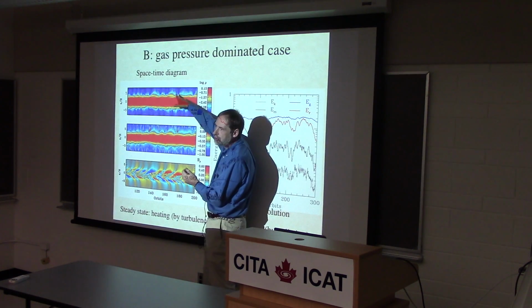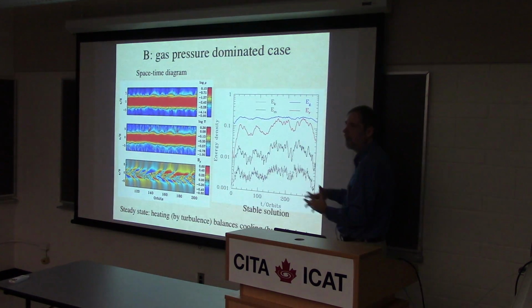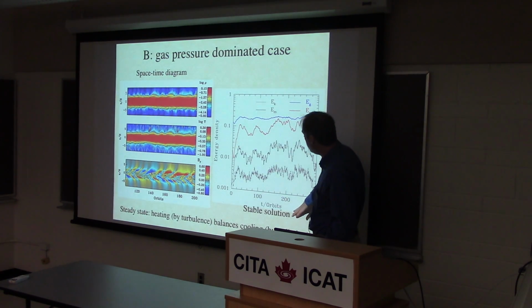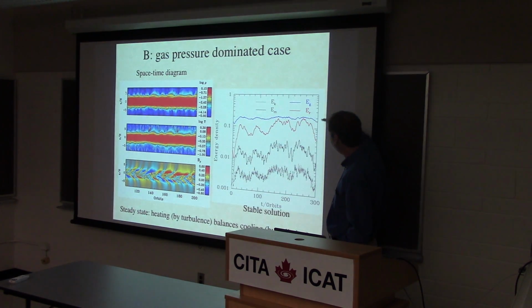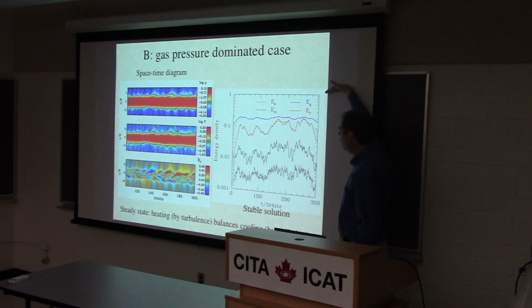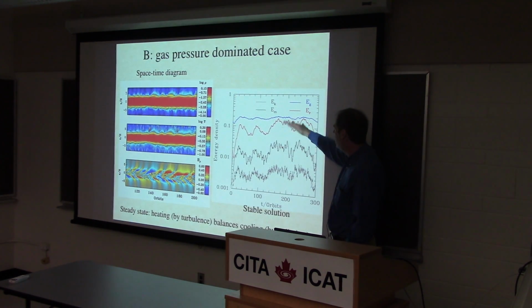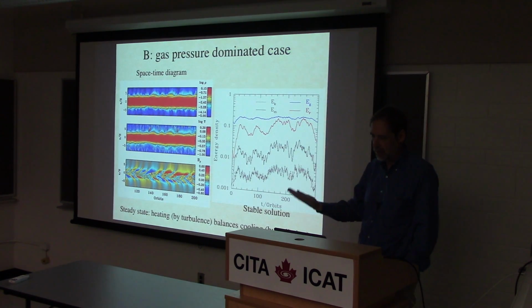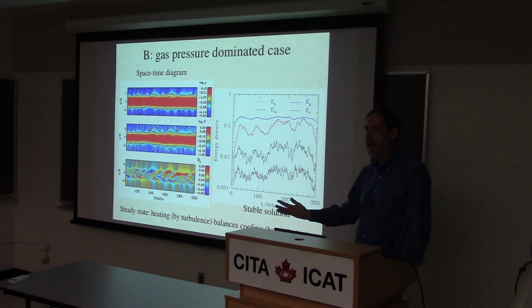The white line, which I'm sure you can barely see, is the photosphere, which is well inside the box. And so we have this consistent solution. And for as long as you care to integrate it, it's just turbulence and cooling, and it doesn't change very much. So when you take volume average values, there's fluctuations in time, but they don't run away. They don't increase or decrease. There's fluctuations due to the turbulence, but nothing secularly changes. So that's for the region B, the gas pressure dominant case.